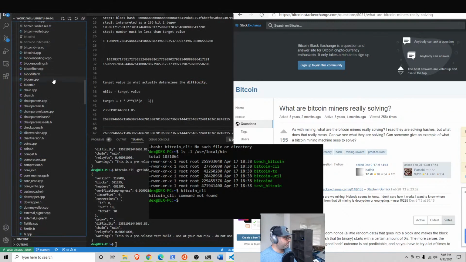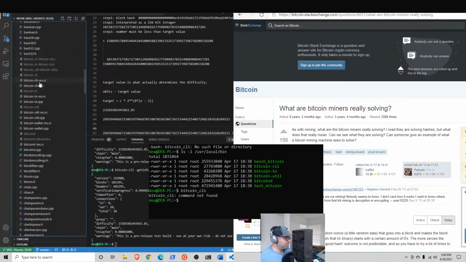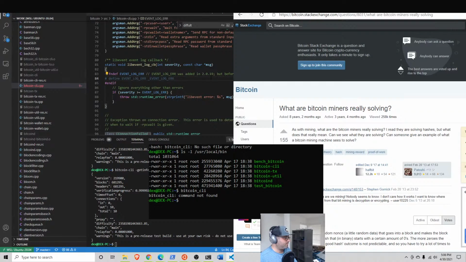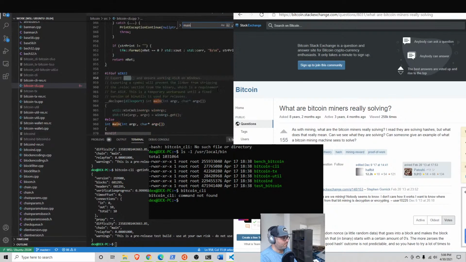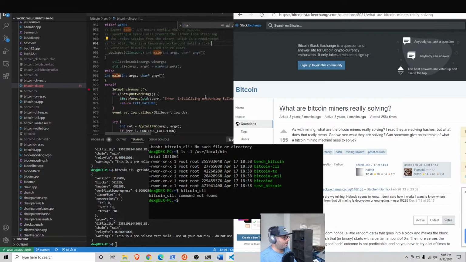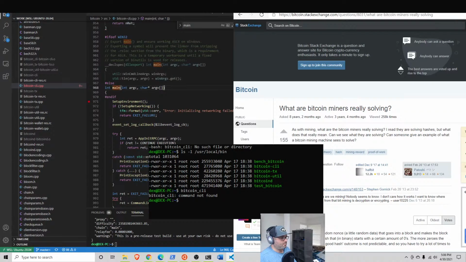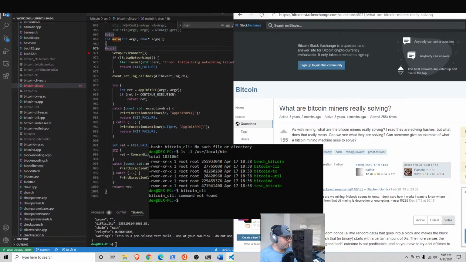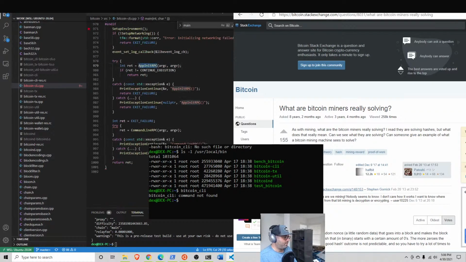Bitcoin CLI. There it is. Here's the CLI, cli.cpp. Okay, we're... if def 132, we're not on 132. Set up environment, set up network, try happen in AP RPC.